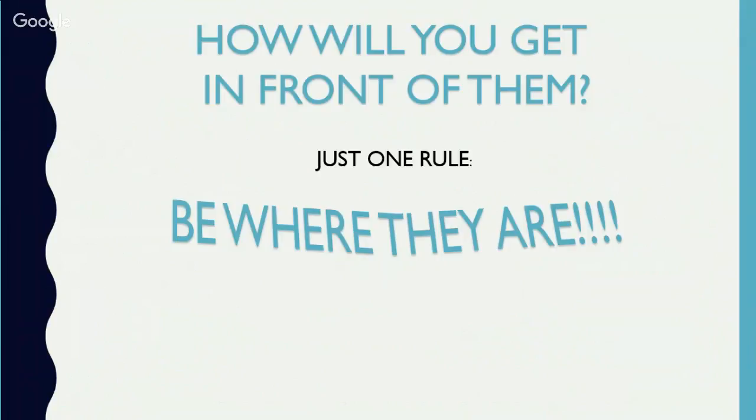And how will you get in front of them? It's really simple. There's truly just one rule: be where they are. So once you sit down and you think about who you know and where they are, in order to get in front of them, you simply have to be where they are. So join those online groups, be on different online platforms, go to the PTA meetings, just be where they are. That way you have a better chance of getting to talk to them, getting to share with them, and getting them interested in you and your book.